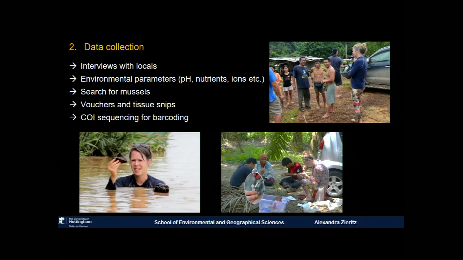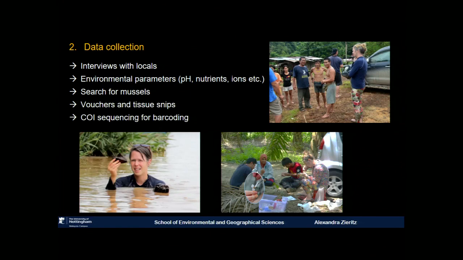I always have a local field assistant with me who speaks the local language, in Sabah, Sarawak. You need somebody who also speaks some indigenous languages, hopefully. And here we are with some Penan people in the Baram Basin. We just ask them if they know if there are mussels there, and also if it's safe to go into the rivers, because, as you've heard, there are many man-eating crocodiles in very, very large parts of these rivers.